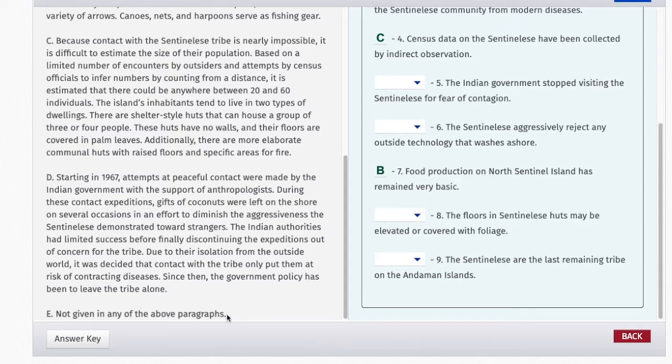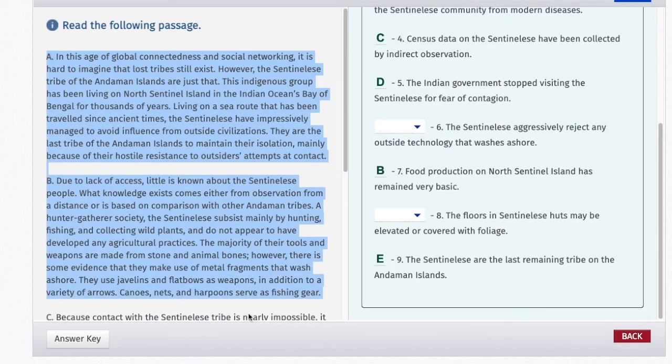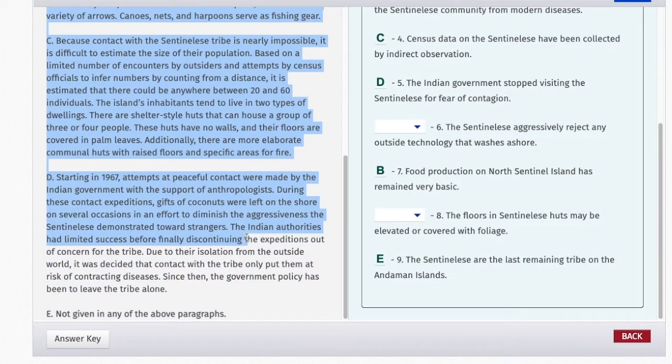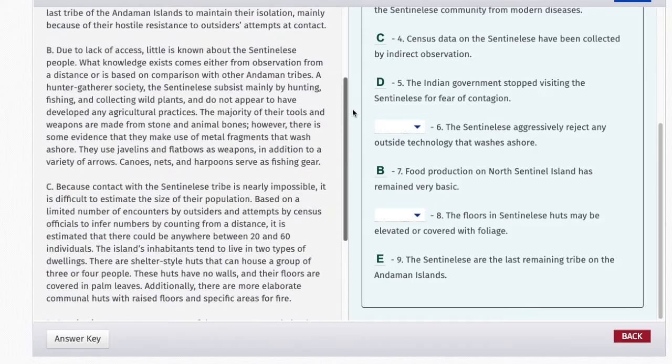Lastly, we could have paragraph E, maybe none of them, right? If we have time, we can look at any questions that remain lastly. That is the best time management technique.